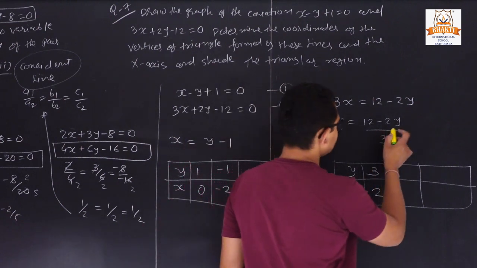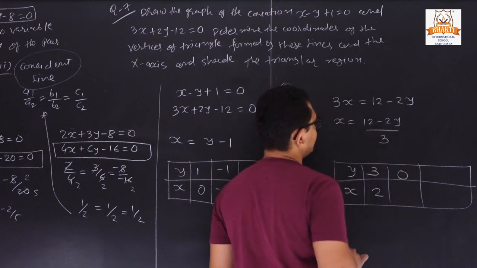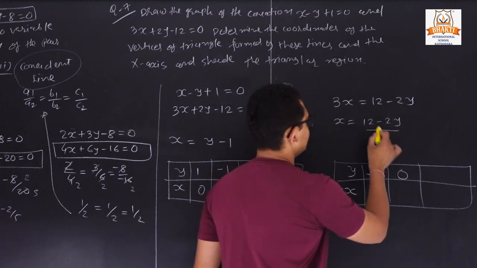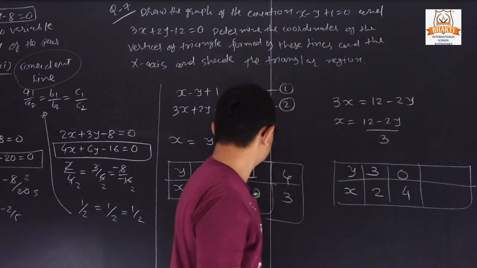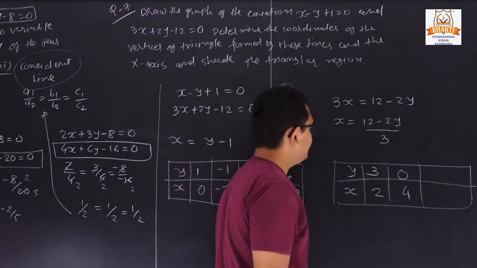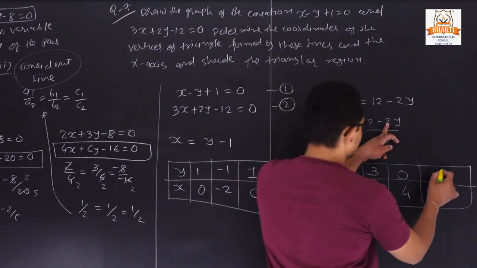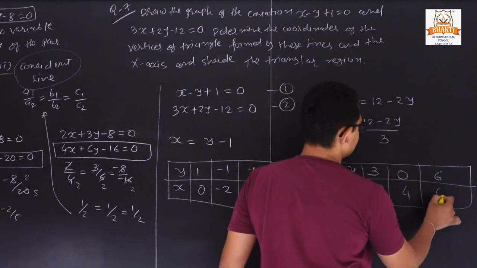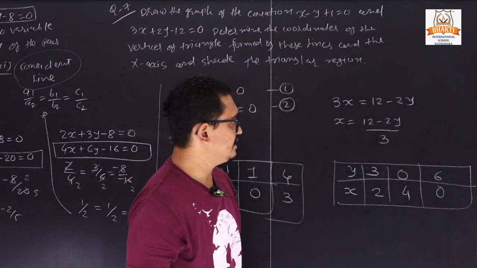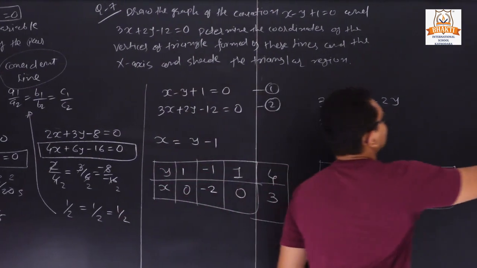Next, then we are putting y is equal to 0. Clear? So 3 4s are 12, so x is 4. Next, then here I am putting y is equal to 6. So 6 2s are 12. 12 minus 12 is 0. Clear? So we have the equation like that. Now we can draw its graph.